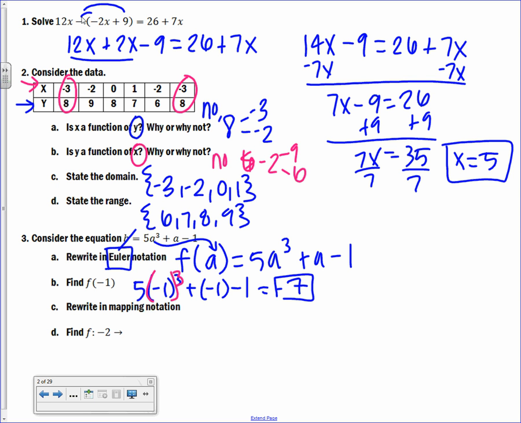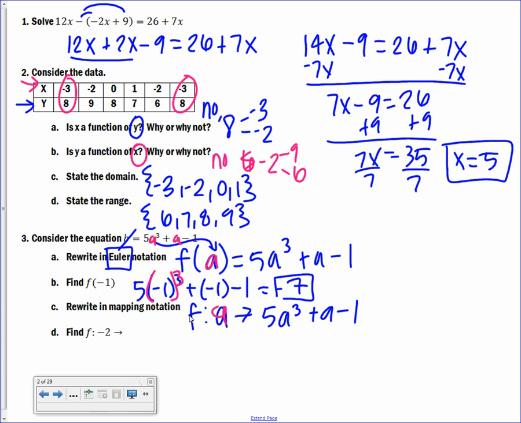Okay, rewrite in mapping notation. So mapping was similar, but instead of parentheses, we would have a colon and an arrow. Okay, so it's always the name of it. Usually you use F, colon, a, whatever variable's on the right side, and then your arrow. So then 5a to the third plus a minus 1. Okay, things to keep in mind, you do not get to pick your variable. You can pick this first letter, but the variable here had to be the a, because it was on the right side. Okay, so you have to use that variable.